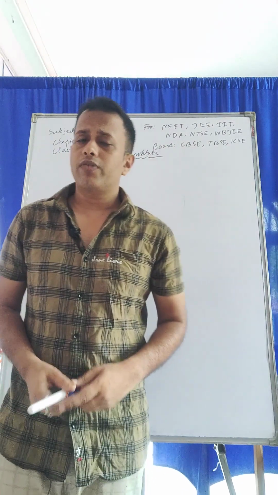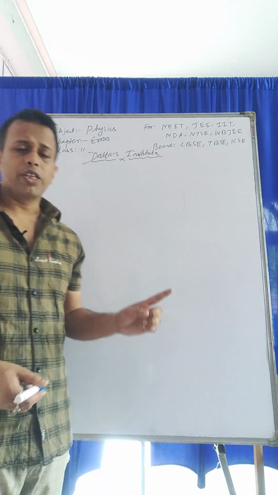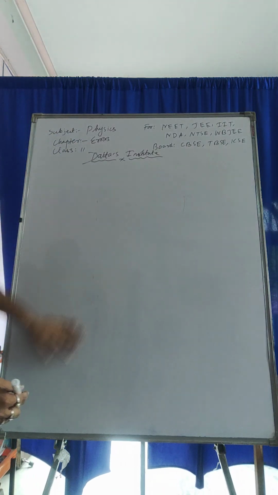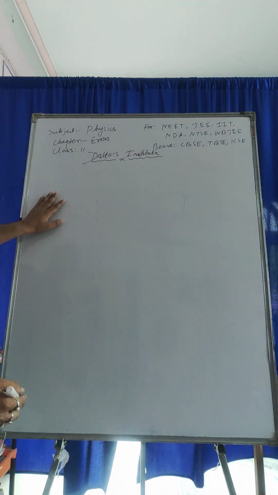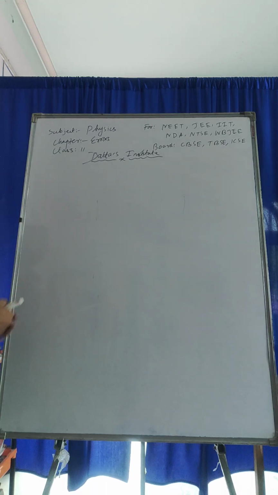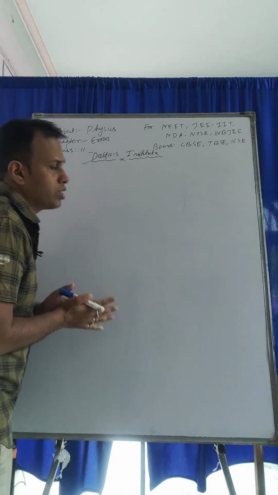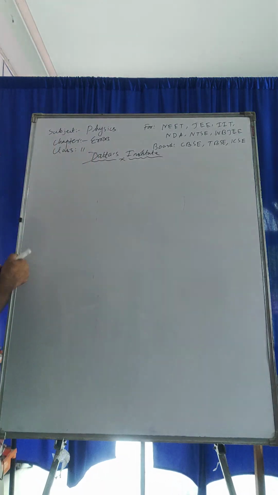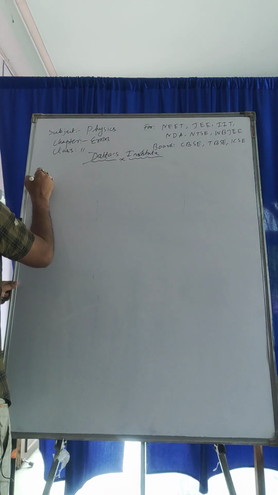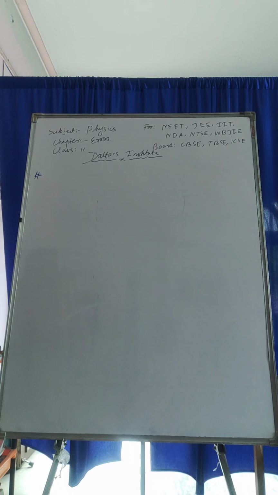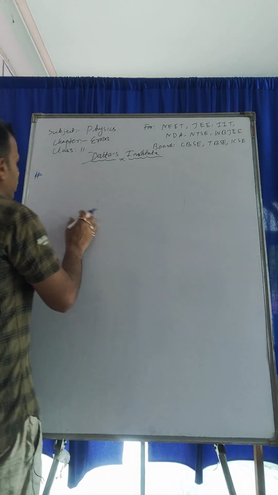So today I will take one class from physics, from the chapter Units and Measurement from class 11. The topic is errors. This lecture will help you for the preparation of NEET, JEE, IIT, NDA, NTSE, and also for boards CBSE, TBSE and ICSE. So let's start. First of all, I will explain what is error, its different types of errors and its formulas.